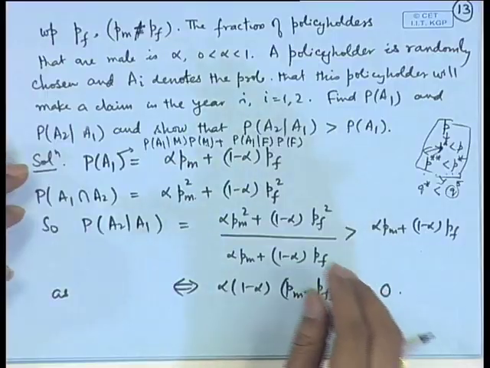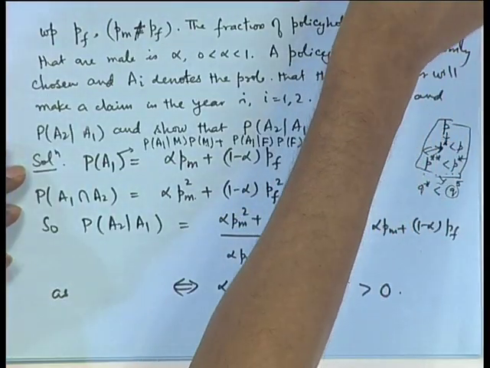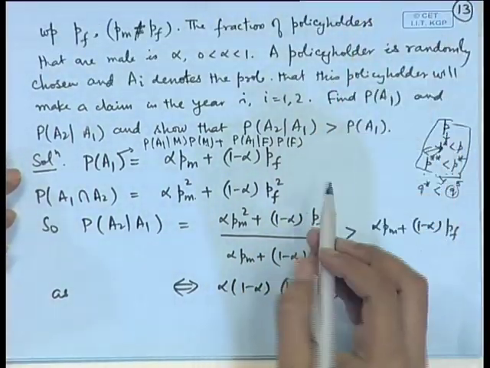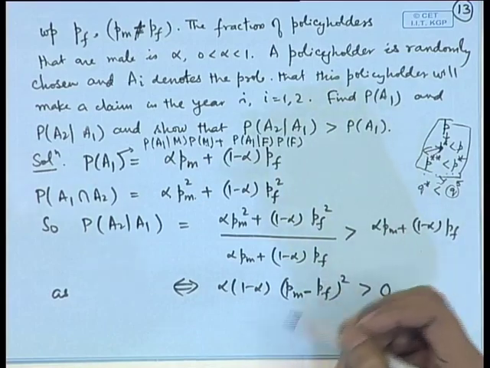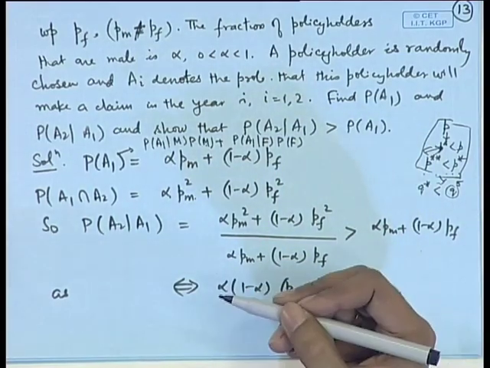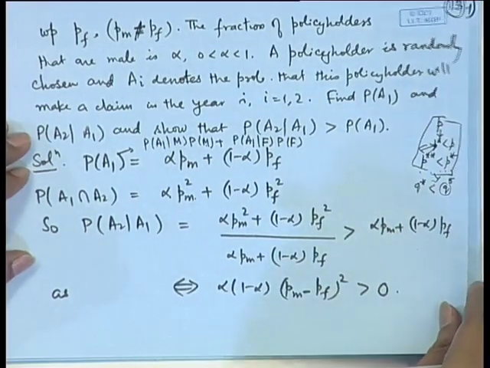So, in that case the phenomena will not change the probability, because here the effect is coming because we are saying that the person makes a claim. So, that means he is more accident prone. So, that is why he should have a higher probability in the next year.